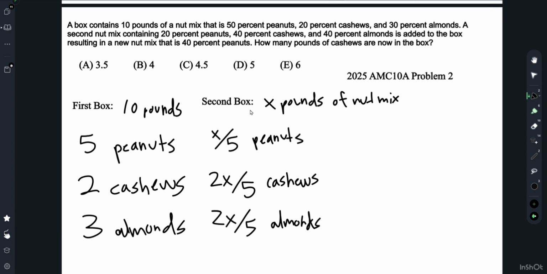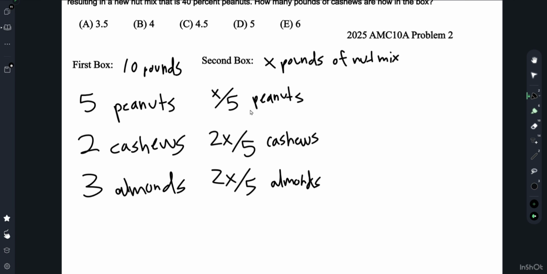And it says they're combined together to make a resulting new nut mix. And in this new nut mix, there are 40% peanuts. What does it mean that there's 40% peanuts? That means the number of peanuts to the total amount of nut mix is 40%. So we have that right here. If we take 5 peanuts plus the new X over 5 peanuts over the whole thing, that should be 40%. So let's find what that is.